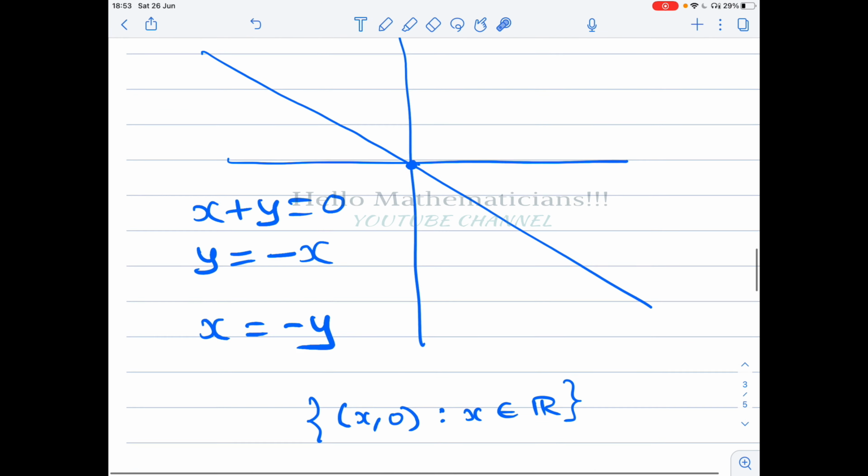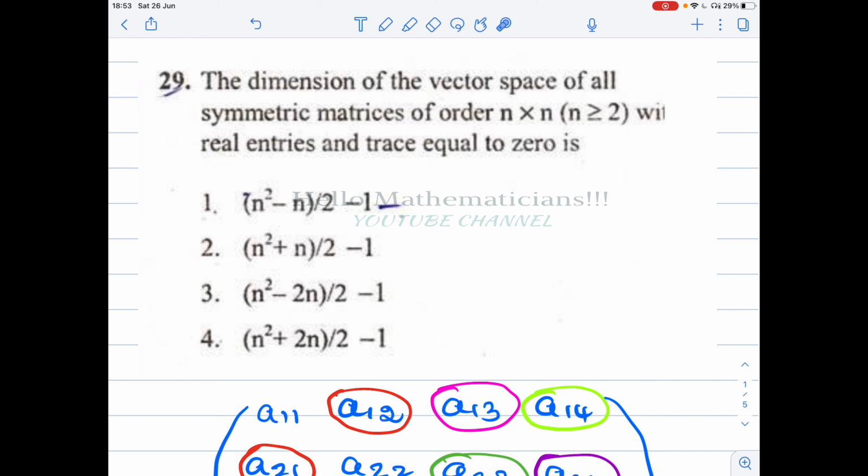Let's do this problem. We want to find the dimension of the vector space of all symmetric matrices of order n with real entries and trace equal to 0. For the time being, don't worry about the trace equal to 0 condition. First we find the dimension of the vector space of symmetric matrices of order n by n. First we do the 4 by 4 case.